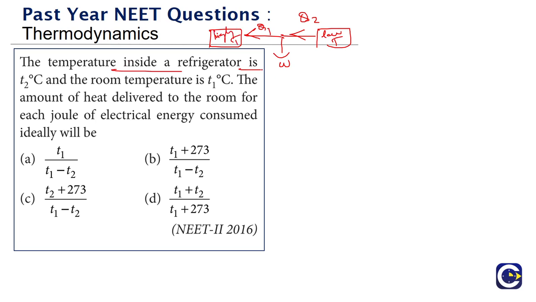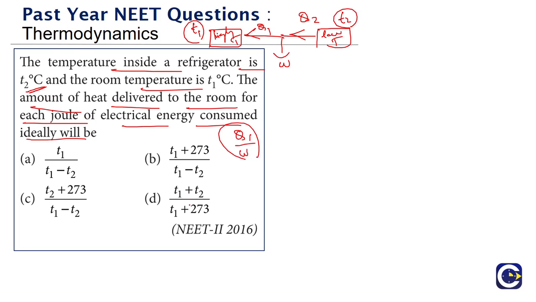The temperature inside the refrigerator is T2, and the room temperature is T1. Both are in terms of Celsius. Inside the refrigerator is T2 in Celsius. Room temperature is the place where we reject heat, which is T1. Both are in Celsius. The amount of heat delivered to the room for each joule of electrical energy consumed, ideally. In the ideal case, we will have to look at the reverse of the Carnot heat engine. They are asking for the amount of heat delivered to the room, which is Q1.